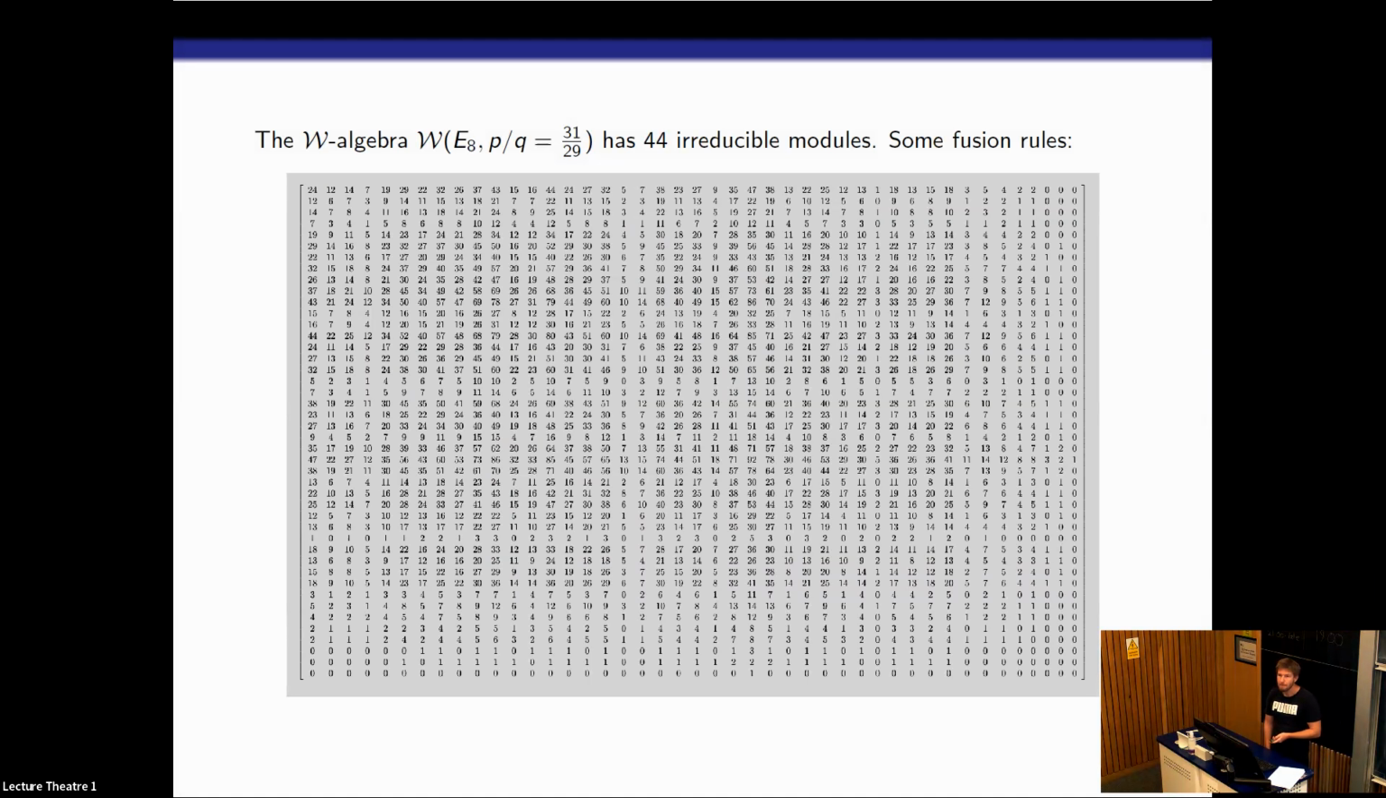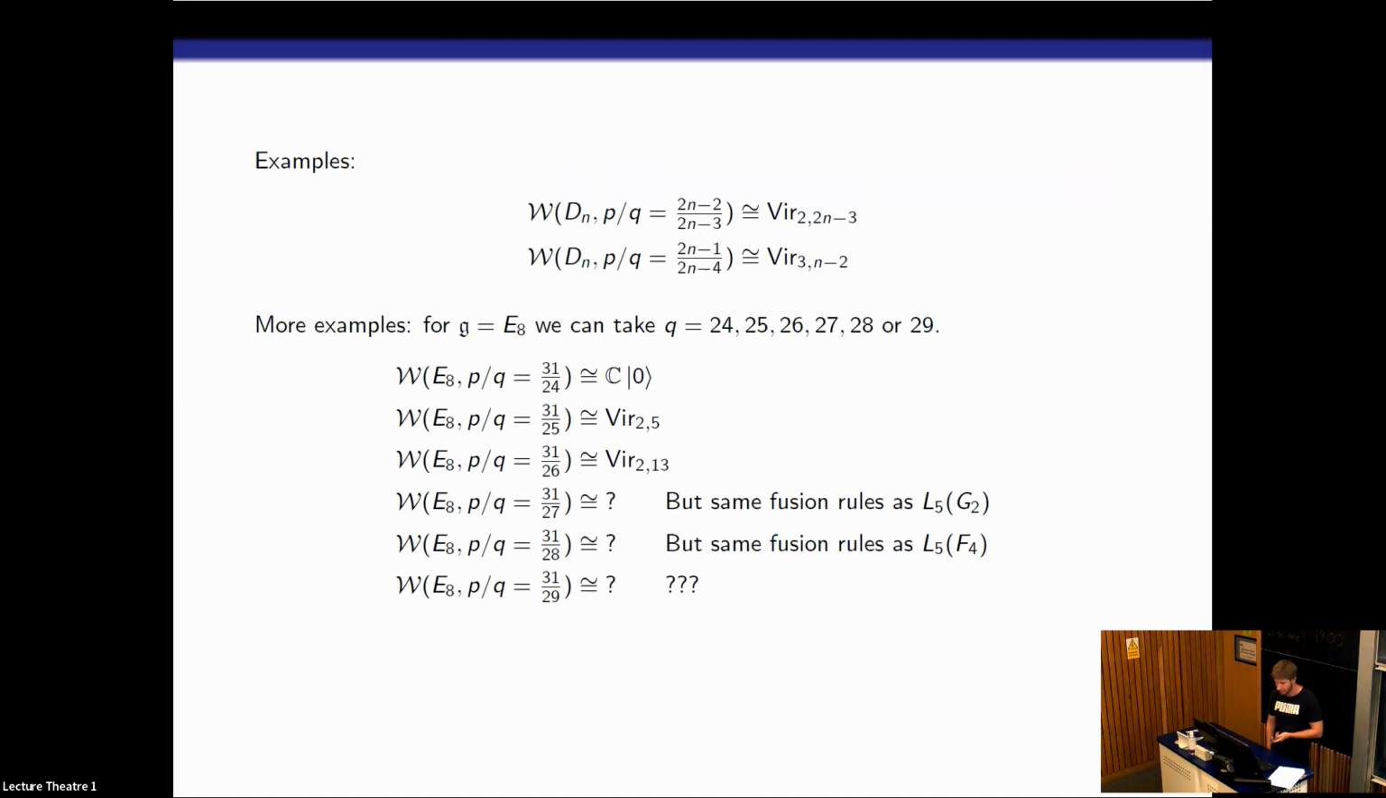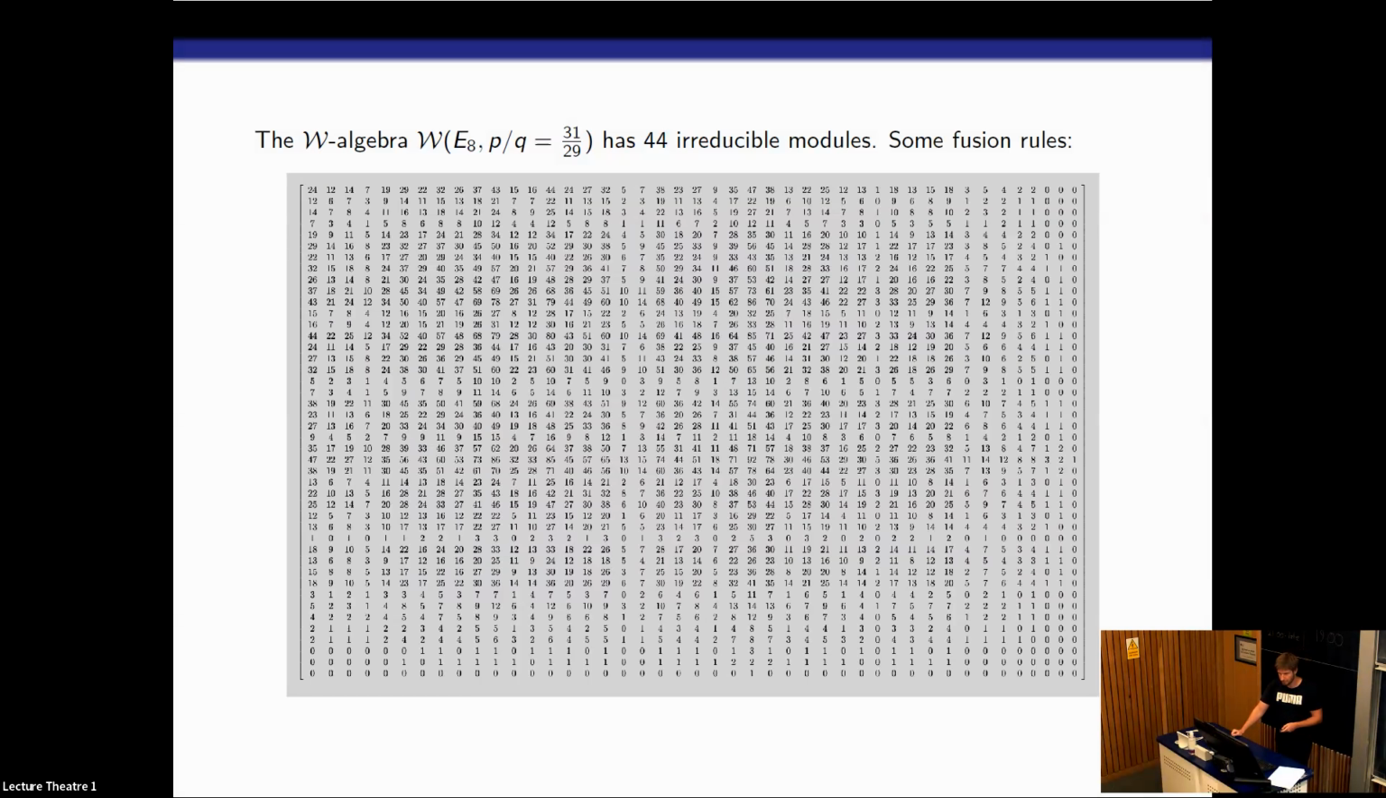Jethro, can't you take the numerator to be 30 in that last case? Oh, you can. Actually, I think it's the same if you take 30 or 31, because E8 rather uniquely has only one, like E8 at level 1 is holomorphic. That's it. So if you go up by 1, it doesn't really change anything. Yeah, I should have written 30 actually, but it's the same.